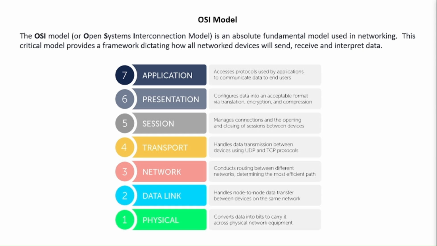Next is the data link layer. This layer is responsible for the node-to-node delivery of the messages. The main function of this layer is to make sure data transfer is error-free from one node to another node.